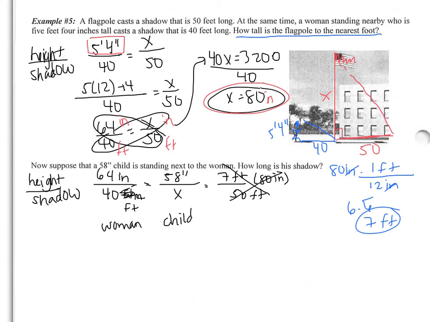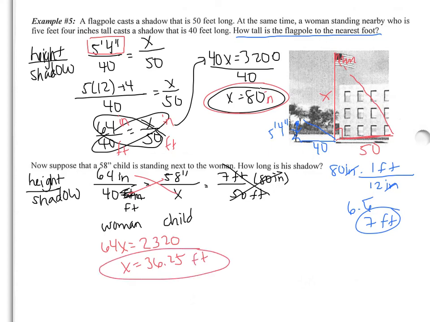I'm going to do my cross products. So I get 64x equals 2,320. I then have to divide by 64, and I get 36.25. Which means that the child's shadow is 36.25 feet long. Again, that doesn't make sense. I must have given you the wrong units. But hopefully we have the right idea.